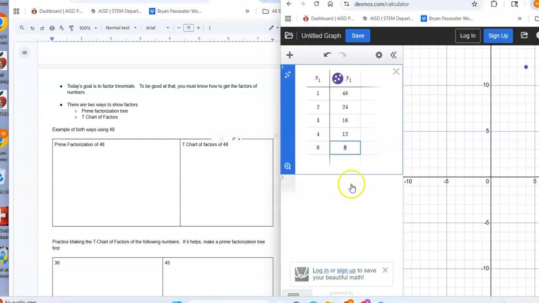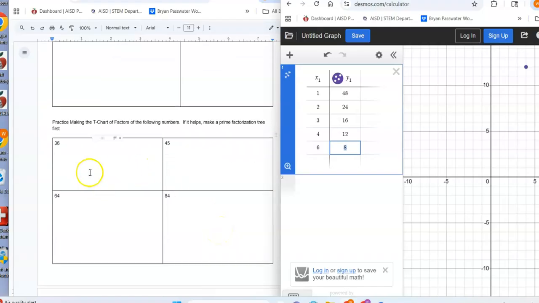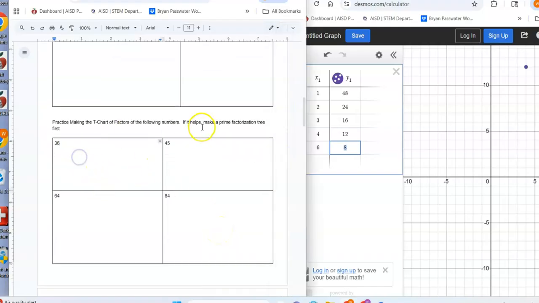Okay, so your ability to do this is going to make doing this with variables dramatically easier. It will, trust me. So I'd like to see if you can do the t-chart factors of these four numbers. You don't have to make the prime factorization tree, but if you feel like it helps, go ahead.